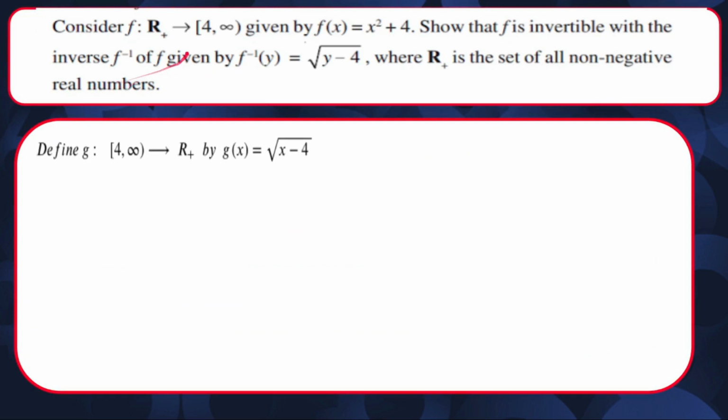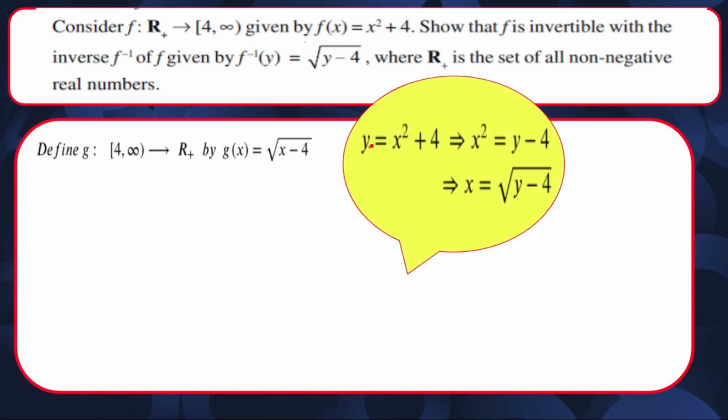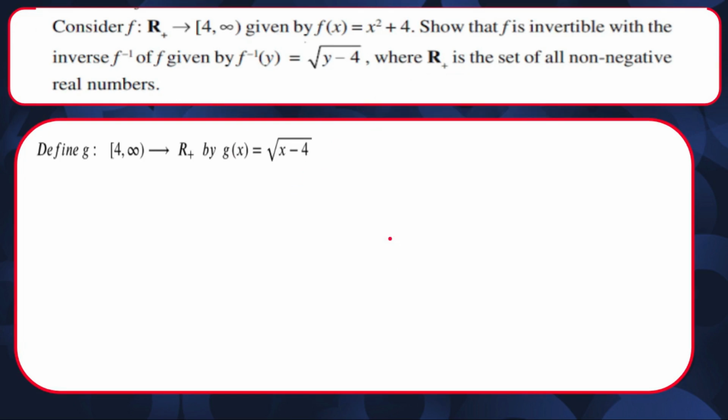Define a function g from [4, infinity) to R plus by g of x is equal to root of x minus 4. Even though it is not given here, we know how to find it. It is like this: y equal to x square plus 4, then x square equal to y minus 4, and x equal to root of y minus 4. This is g of y, and take g of x as root x minus 4 like that. Okay, now take the composition.